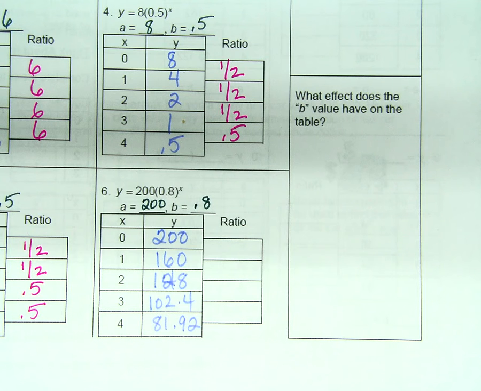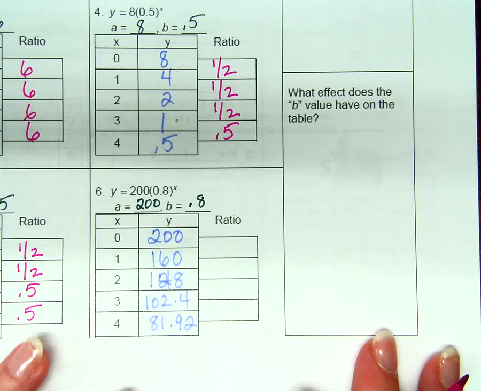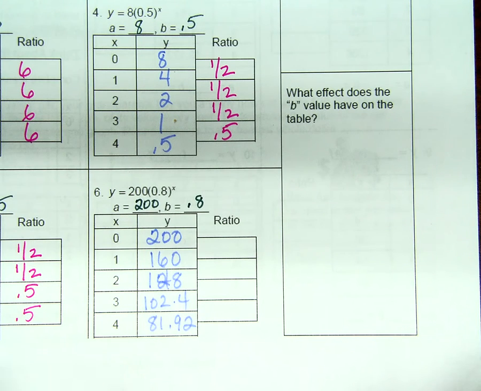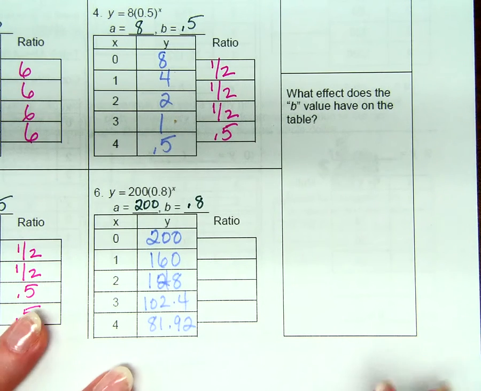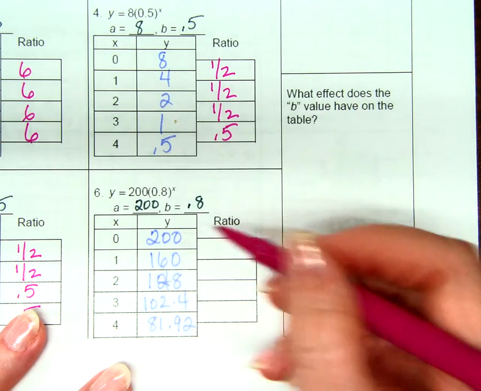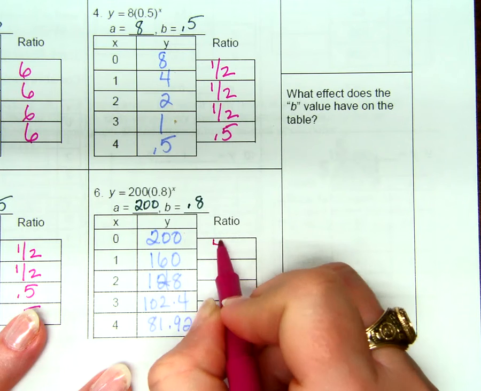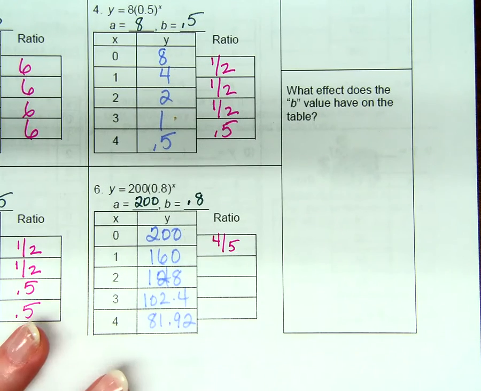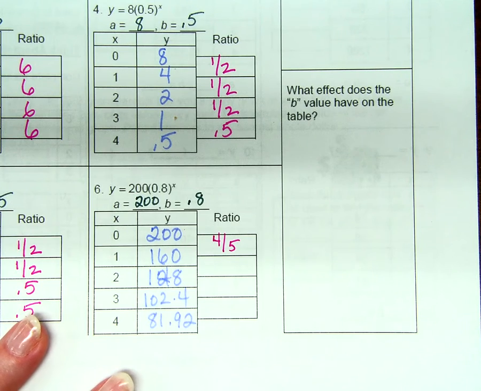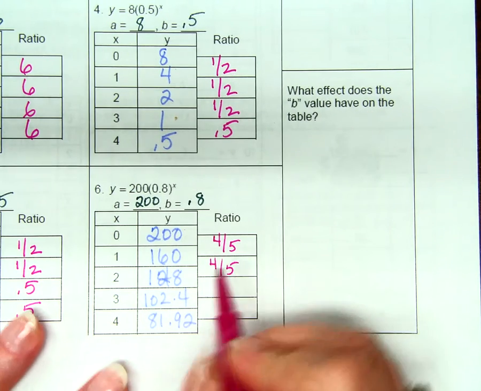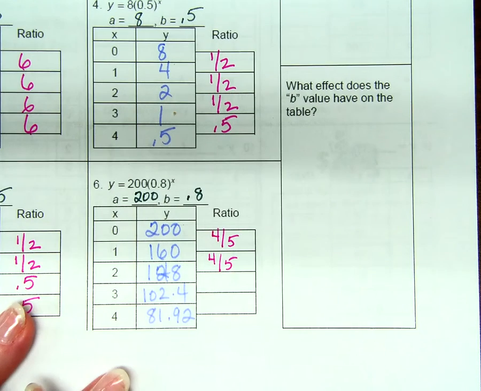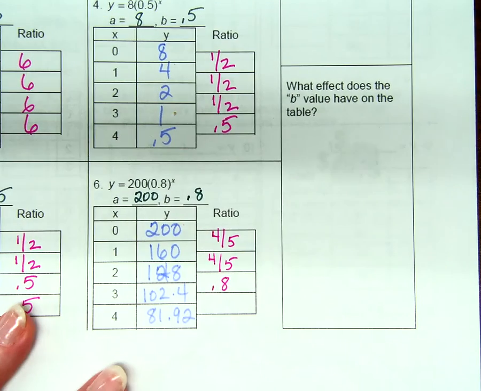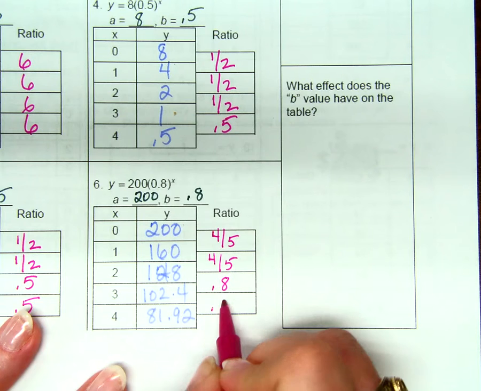Can you do all of these in your head? No, you actually have. Would you please? Thank you. Sorry, I'm actually asking you to do some math and algebra. Ridiculous. What's 160 divided by 200? 4 over 5. Okay. What is 128 divided by 160? 4 over 5. What is 102.4 divided by 128? It's going to be 0.8. And then the last one, 81.92 divided by 102.4. 0.8.